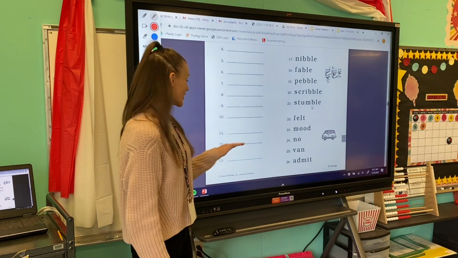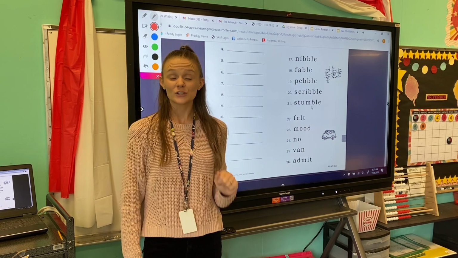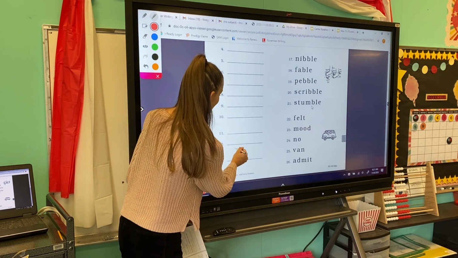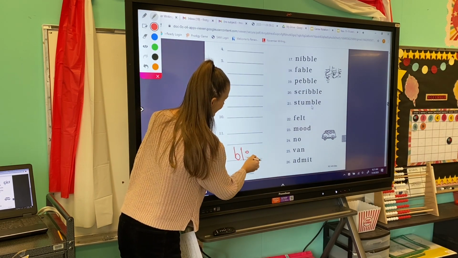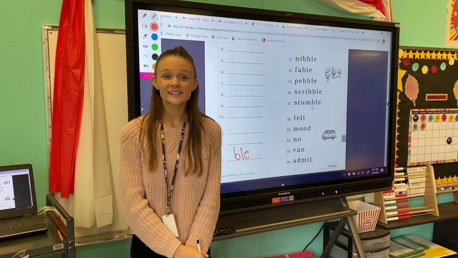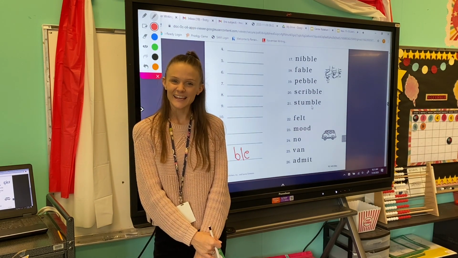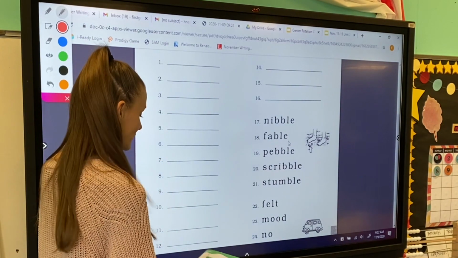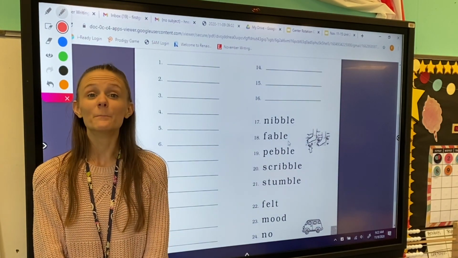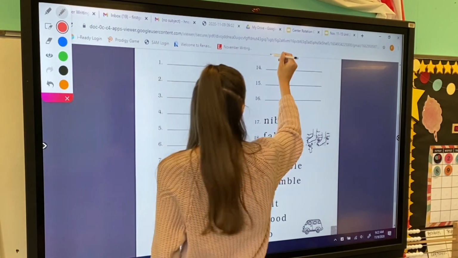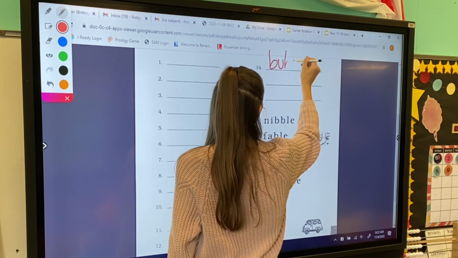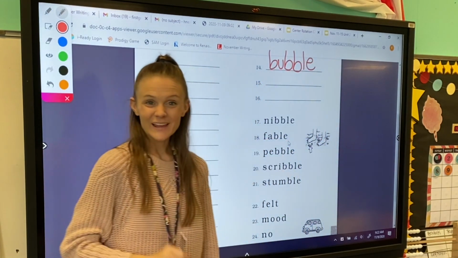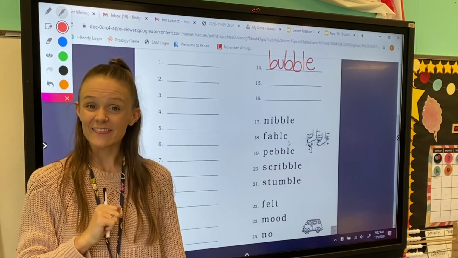So down here for number 13, I want you guys to write what we've learned today that makes the bull sound. So we're going to write BLE. That's the syllable we learned that makes the bull sound. Excellent! So for number 14, we're going to spell some words that have this syllable in them. We're going to write the word bubble. Bubble. So I hear b, then I hear b, o. Bubble is spelled with the bull sound at the end.